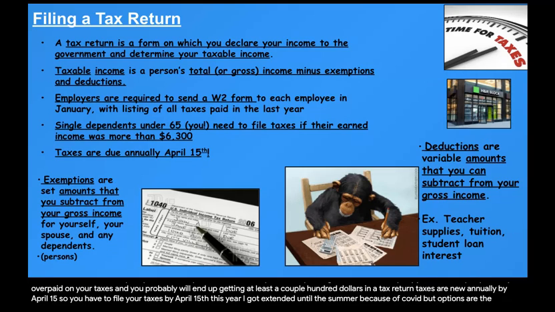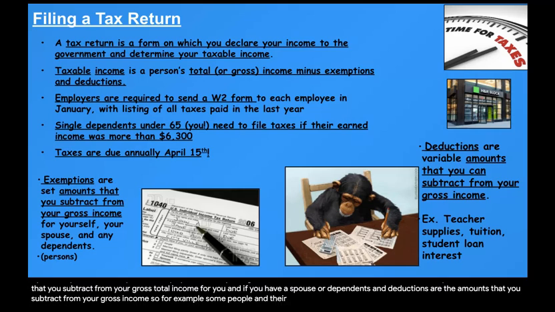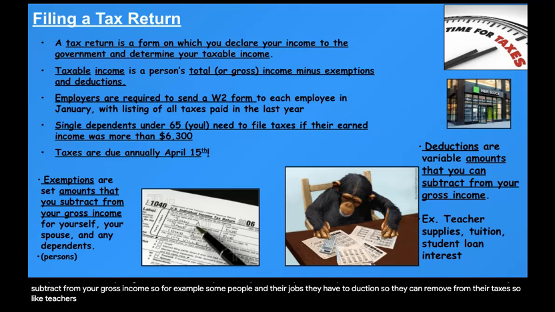Exemptions are the amount that you subtract from your gross total income for you and if you had a spouse or dependents. And deductions are the amounts that you subtract from your gross income. So for example, some people in their jobs have deductions that they can remove from their taxes. Like teachers, we get to remove $250 from our taxes for teacher supplies. So like whiteboard markers, posters for our classrooms, things like that that we buy for our students, we get to deduct $250 on our taxes.